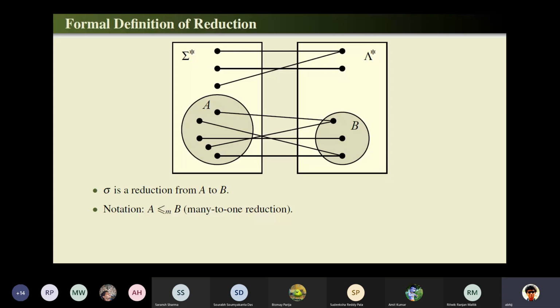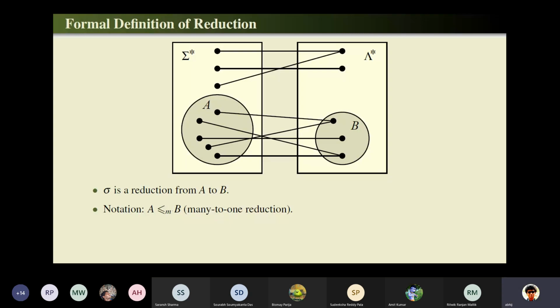In fact, there are other kinds of reduction. One is called Turing reduction, but you don't need to worry about those things for the moment. And we often do not write this underscore M because this is the only notion of reduction that we will study in this course.